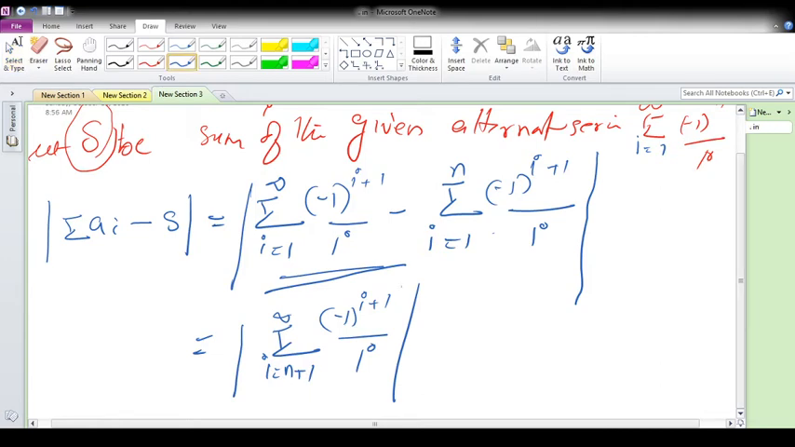So this is always less than the (i+1)th term. This sum is always less than the (n+1)th term. So we can write it is less than 1/(n+1), and 1/(n+1) is always less than or equal to 1/10.